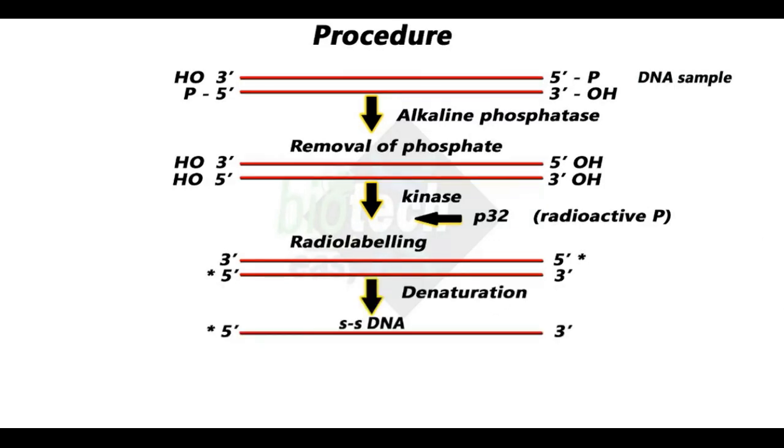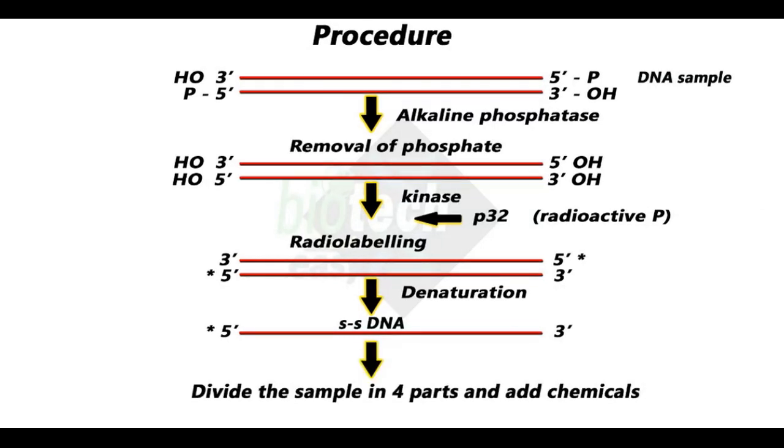Now we have to do the denaturation. Denaturation, as you already know, means we have to make the DNA single stranded. This was double stranded, and from the double stranded DNA we have made single stranded DNA, which has a 5' end that is radioactively labeled. This is very important, and denaturation can be done at high temperature.